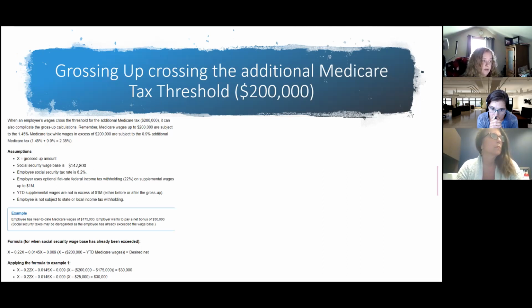Okay, so let's put that into practice. For this example, we are trying to figure out what X is. That's our gross up amount. The employee already has 175,000, and we are trying to get $30,000 as our desired net. So if we fill in everything that we know in our formula, we get X minus 0.22X minus 0.0145X minus 0.009 times the quantity X minus the quantity 200,000 minus 175,000. And we want all of that to equal 30,000.